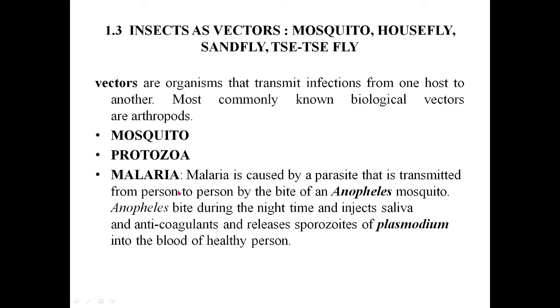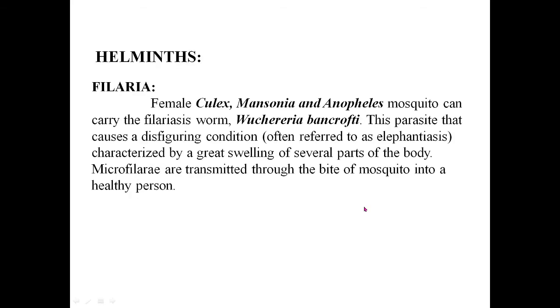Malaria, which is caused by the plasmodium, is transmitted from one person to another person by the Anopheles mosquito. And this plasmodium causes the disease that we call malaria. So the pathogen of malaria, that is the plasmodium or the sporozoites of the plasmodium, is transmitted from one person to another, or from the patient to a healthy person, by the bite of the Anopheles mosquito.